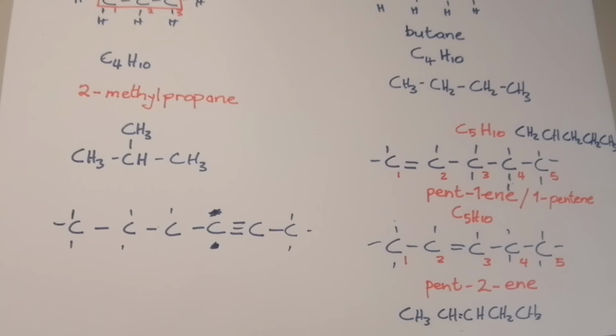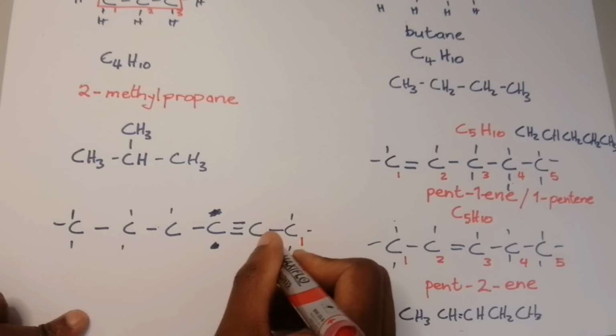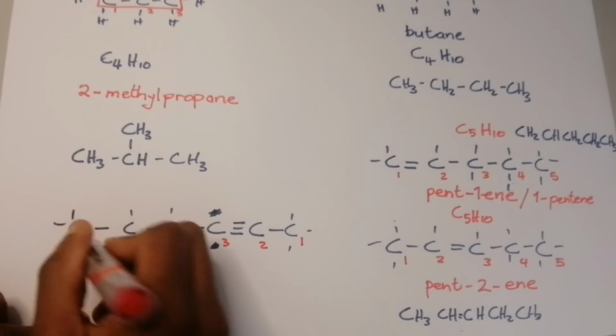So where do I start numbering from? Left to right or right to left? We said we number from the side that is closest, isn't it? So look at this. If I number from left to right, it's 1, 2, 3, 4. I've got a triple bond there. But if I number right to left, 1, 2. So where am I going to start numbering from? Yes, you've got it right. So that's 1, 2, 3, 4, 5, and 6.